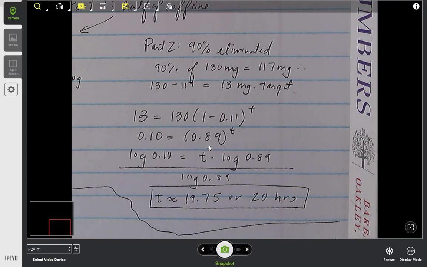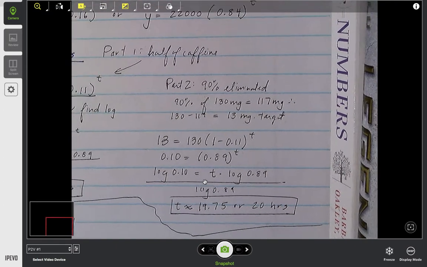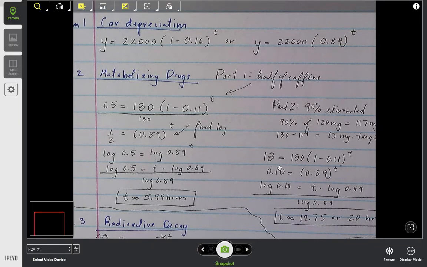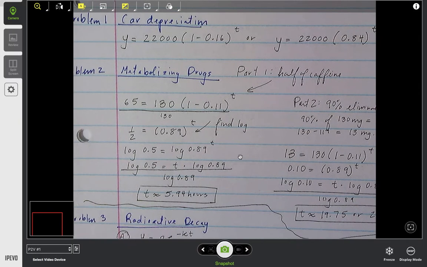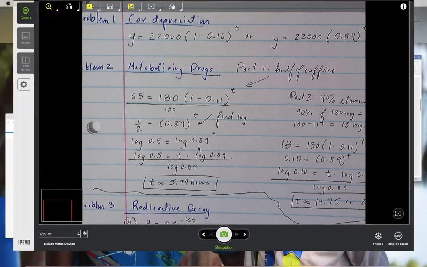Algebraically, I follow the same exact steps, and you realize that it can take almost a full day to eliminate the majority of the coffee there. Of course, you can increase the rate at which you're metabolizing caffeine by drinking water as well, to wash it away essentially. But I hope that was a good example of what it means to use that periodic model to figure out what's going on.